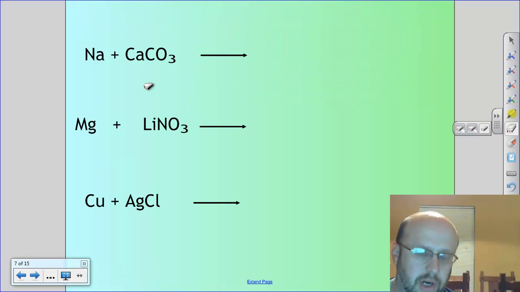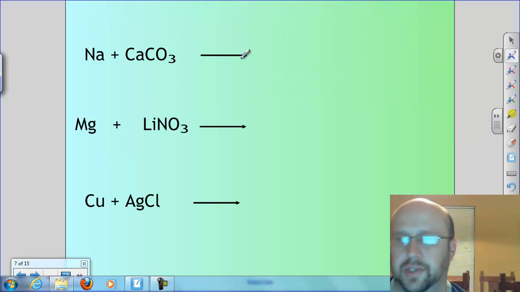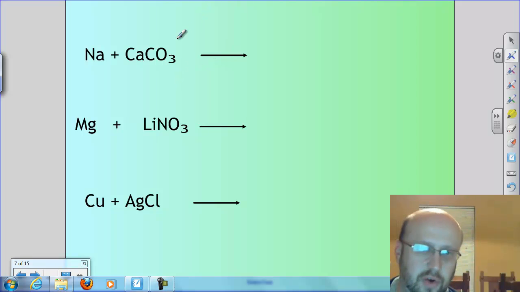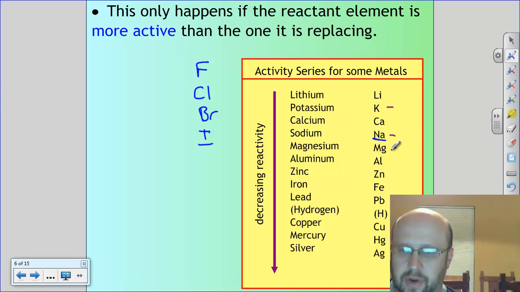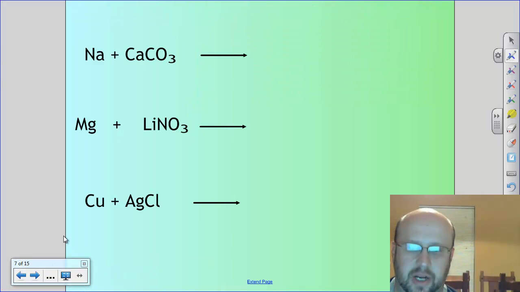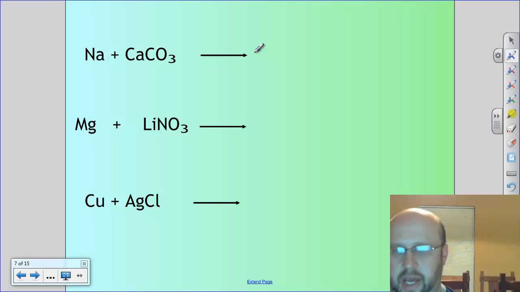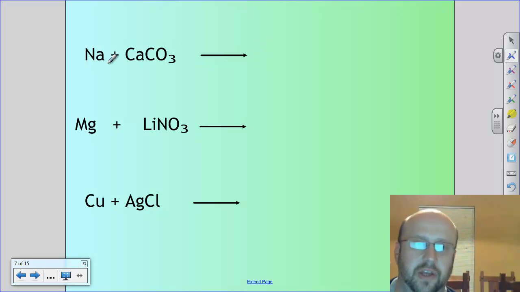Okay, so let's work a couple of these real quick just to see what this looks like. So we've got sodium and calcium carbonate. So we take a quick gander back at the table, and we look at that and say, okay, where's sodium? Sodium is right here, and calcium is right there. So do we get a replacement there? Okay, no. That brings up a good point. If the thing that you're trying to replace is not higher on the table than the thing it wants to replace, then what we do is we write no reaction.